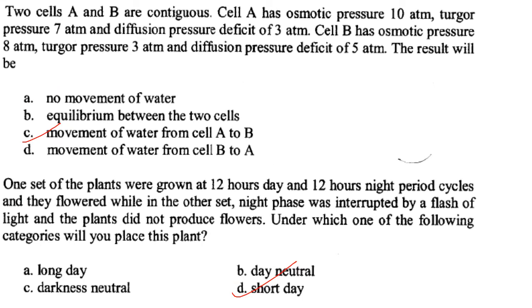Two cells A and B are contiguous. Cell A has osmotic pressure 10 atmospheres and turgor pressure 7 and diffusion pressure deficit of 3. Cell B has osmotic pressure 8, turgor pressure 3, diffusion pressure deficit 5. The result will be, okay, so movement of water from cell A to B, that is the answer. Answer is option C. So the direction of movement of water is from low to high DPD, that is from 3 atmosphere in cell A to 5 atmosphere in cell B.